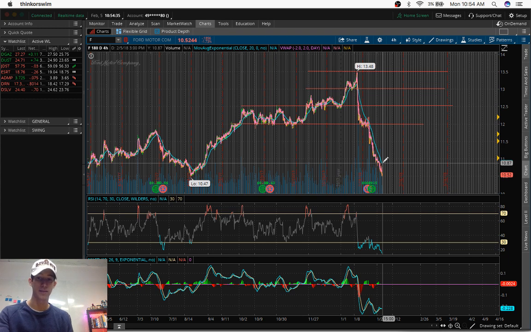People might think, hey, this is a previous support, it has to bounce here. Ford doesn't have to do anything. It can go to $5 tomorrow and you can't do anything about it. You'll just be 50% poorer than what you are right now, or have 50% less money. And the reason that I'm saying that is because I want to drill it into your head on how important it is to wait for a confirmation and a reversal.